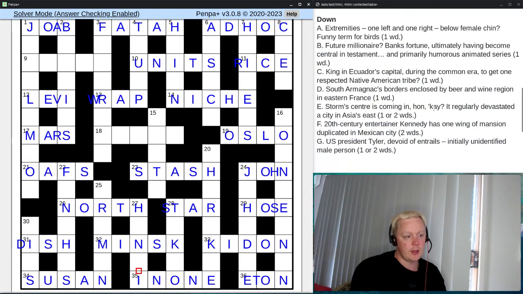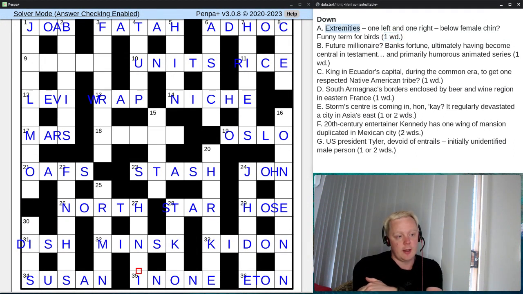But let's look at the first down clue. Now these are again going to be clues that have potentially multiple answers. Start with this A here. So we're going to need a one-word answer here. We don't know the lengths. Extremities, one left and one right below female chin, question mark. Funny term for birds. Now, we're going to need a term for birds, and if I see bird in a crossword, I'm always worried because there are so many names for birds. But let's see.